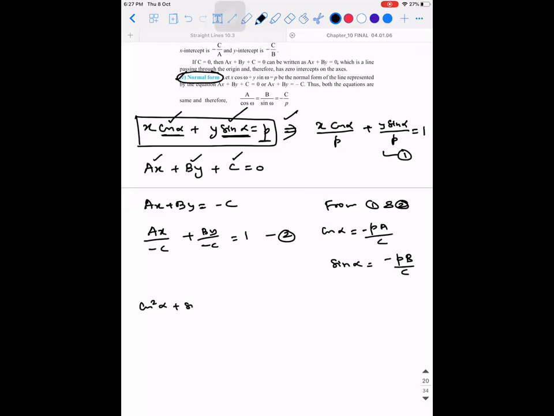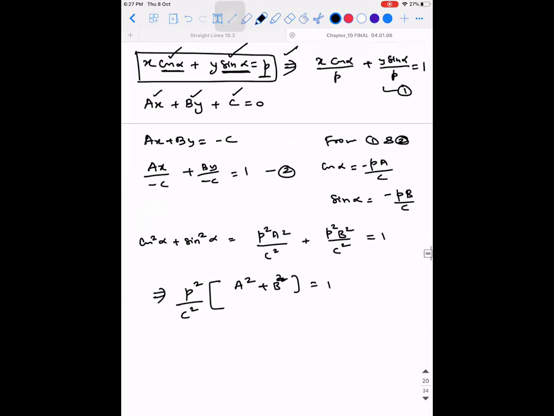Then cos square alpha plus sin square alpha is nothing but p square a square / c square + p square b square / c square. But we know that cos square alpha plus sin square alpha is 1. So p square / c square into (a square + b square) = 1, which implies p square = c square / (a square + b square). So what will be the value of p? Plus or minus c divided by root of a square plus b square. Do you guys understand till this step?